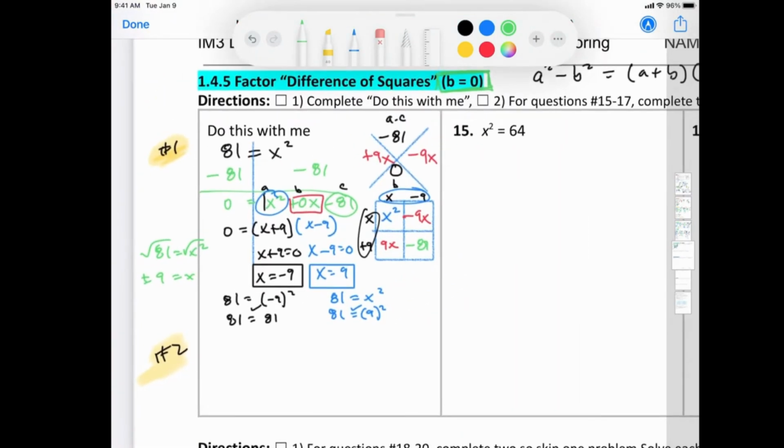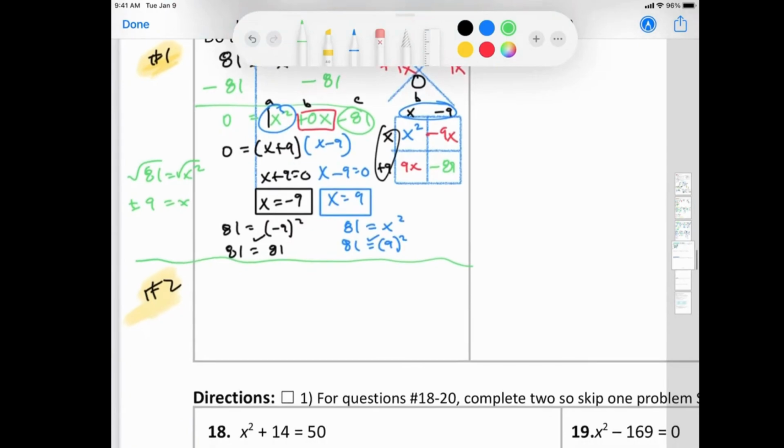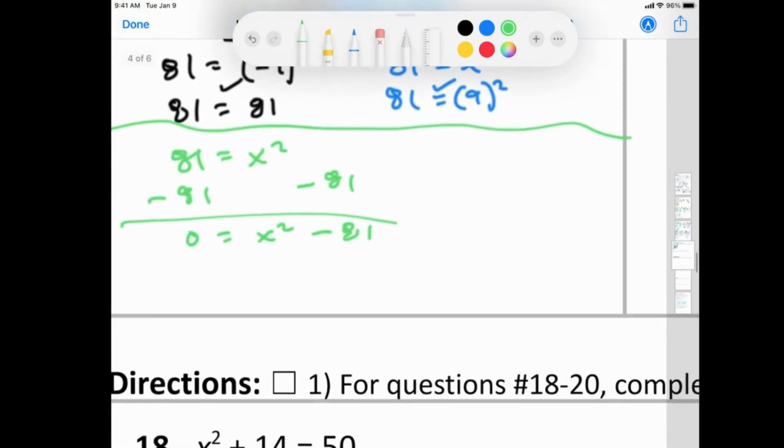Okay, so let me go ahead and show you guys now the formula and see how in some ways it might be like a shortcut, but it's hard sometimes to distinguish. Okay, so I have 81 equals x squared. I'm going to subtract 81 from both sides. And we're left with 0 equals x squared minus 81. Okay, the formula has something squared, so I'm going to put an x into the parentheses, and this one is a 9.